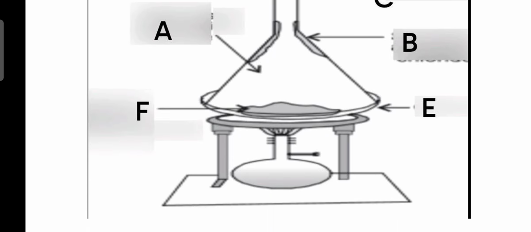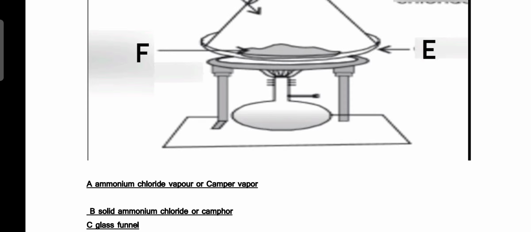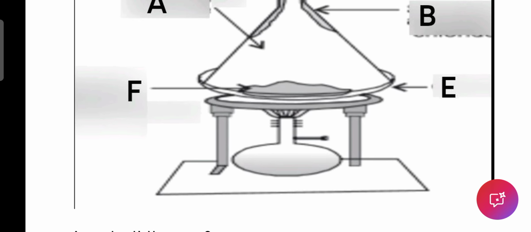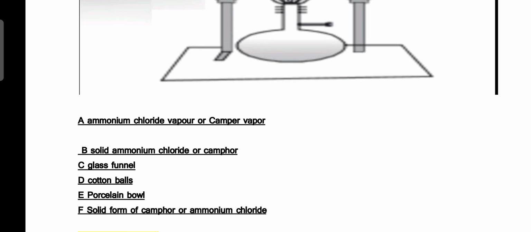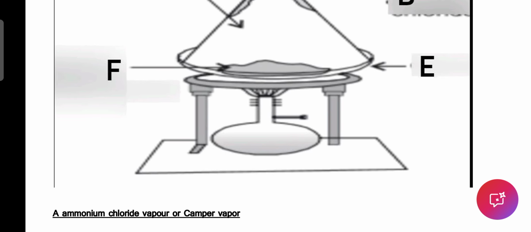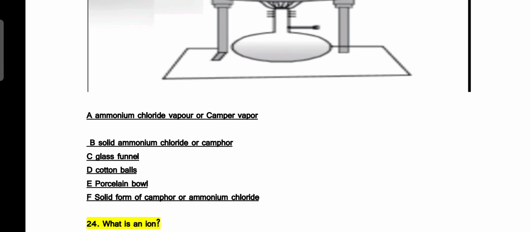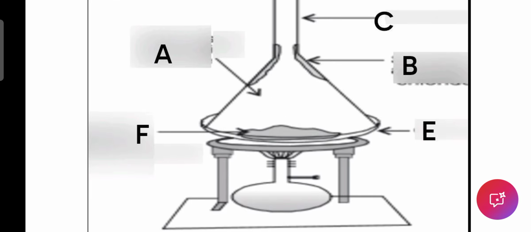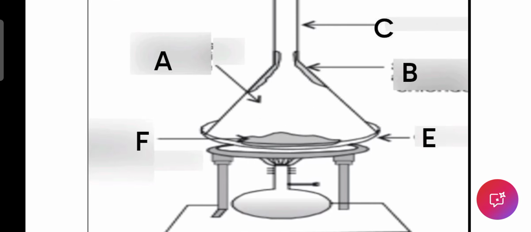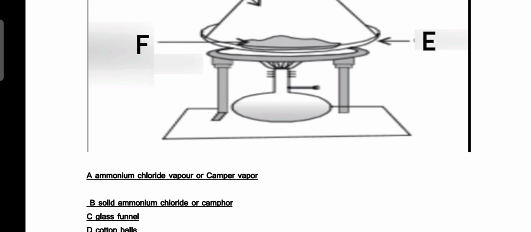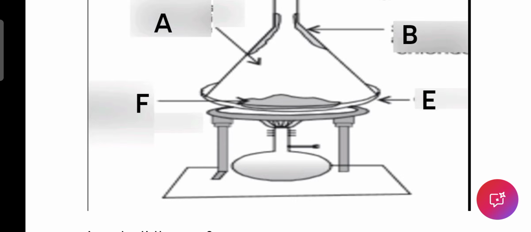On that a porcelain bowl is kept, and in that we take the sublimating substance. In this case ammonium chloride is given, so F is the solid camphor or ammonium chloride, the sublimating substance, and A is the vapor of the ammonium chloride. When we heat F, that is the sublimating substance ammonium chloride, it becomes vapor directly. Solid becomes vapor directly. So it is a sublimation process.